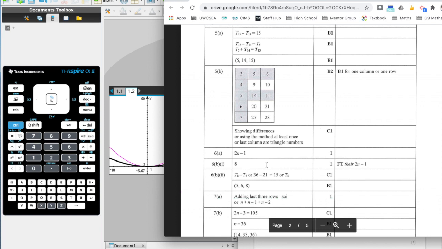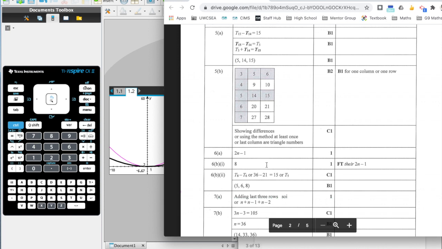Okay, so we filled in the table, and as I've erased that, I've missed out on a communication mark. So I've missed out on the idea of showing the differences, or using the method at least once, or the last columns are triangle numbers. Okay.